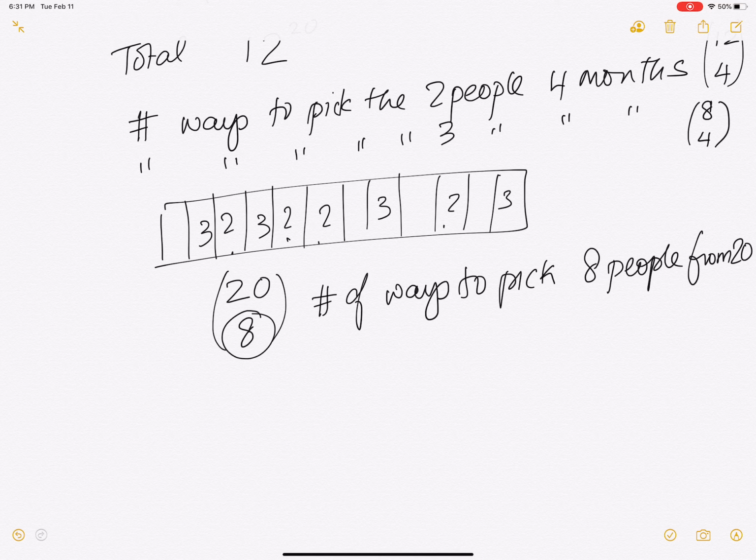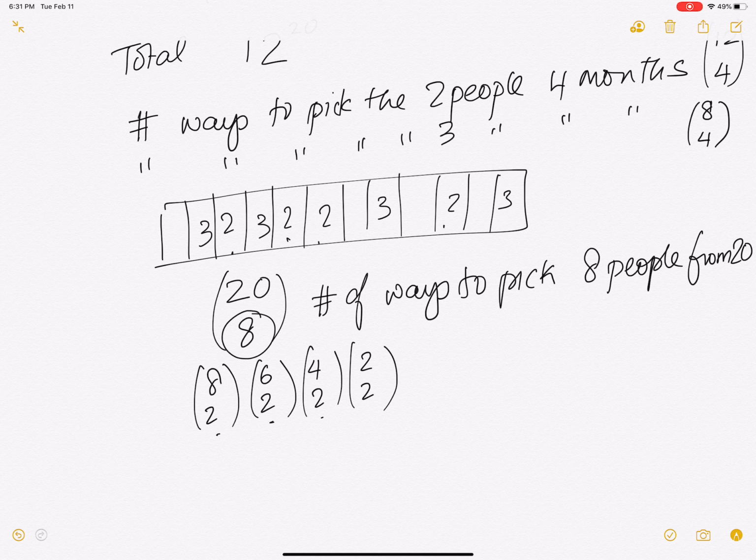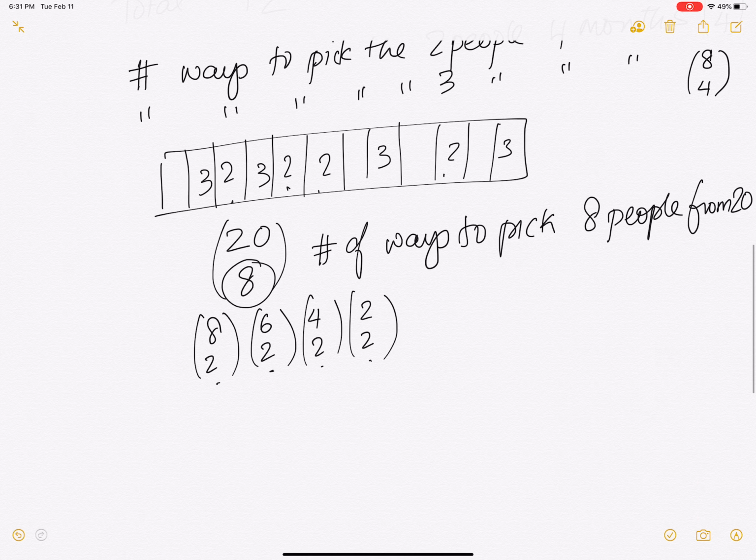So let's just take the first 2-person month and we will assign 2 people that way. Then the next one will be 6 choose 2, 4 choose 2, and 2 choose 2. Okay, so we've done that. Now out of the 20 people, 2 people have been chosen to be in 1 month. Another 2 have been chosen to be in another, 2 have been chosen to be in a third, and another 2 have been chosen to be in one of the 12 months.